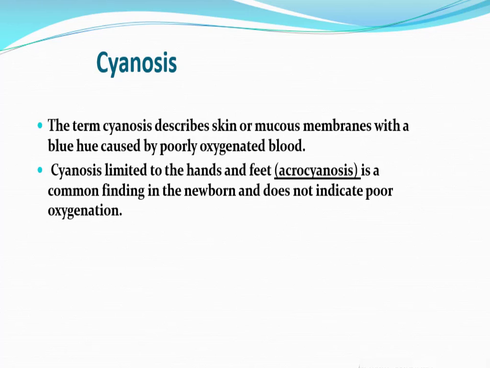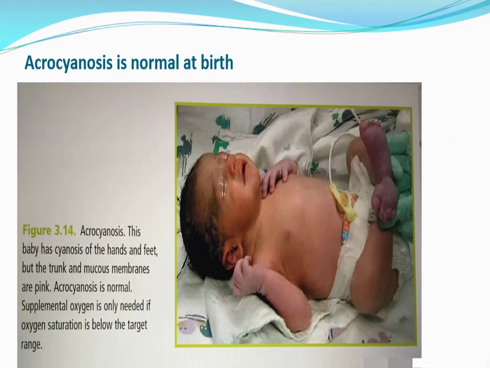Cyanosis describes skin or mucous membrane with a blue hue caused by poorly oxygenated blood. Cyanosis limited to the hands and feet is called acrocyanosis. It is a common finding in newborns and does not indicate poor oxygenation. And this is acrocyanosis in a normal newborn. There is cyanosis of the hands and feet, but the trunk and mucous membranes are pink. Acrocyanosis is normal. Supplemental oxygen is only needed if oxygen saturation is below the target range.